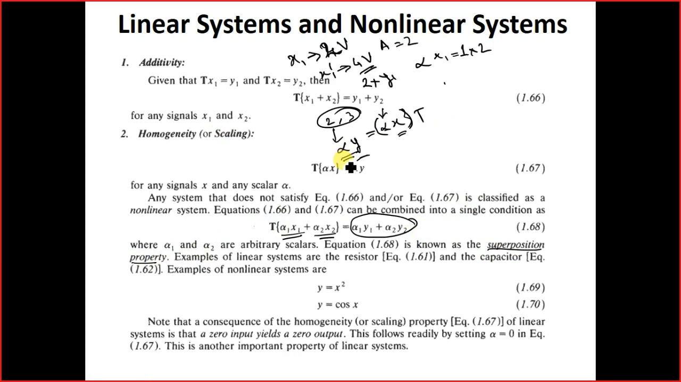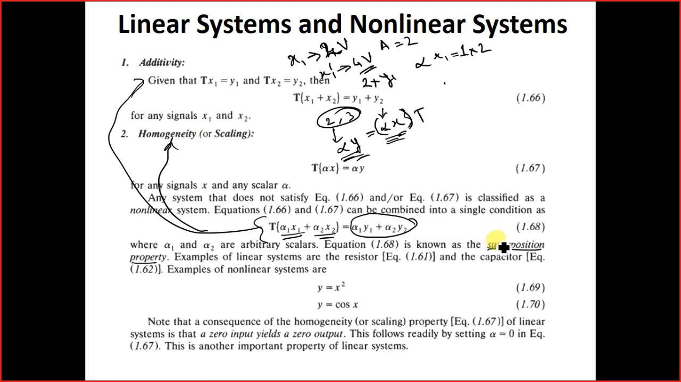Homogeneity is this scaling, and herein what we have done is take both additivity and homogeneity properties and combine them to come up with the superposition property. So in general, if a system follows the additivity property and the homogeneity property, it also follows the superposition property, and the systems which follow the superposition property are linear systems.